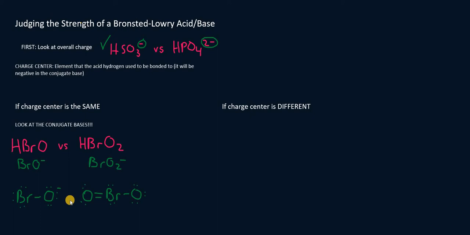So here I've drawn the Lewis structures for the two conjugate bases. We've got BrO- and BrO2-. The thing we're looking for here is resonance. The reason that you look at the conjugate base of the acid is because you kind of have to work backwards when you look at the charge center. That's because if your conjugate base is weaker, the acid it came from is stronger. Like I said, it's like working backwards. You determine the strength of your conjugate base first, and that allows you to know the strength of the acid that the conjugate base came from.